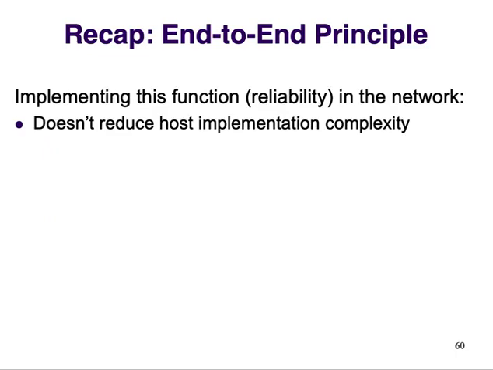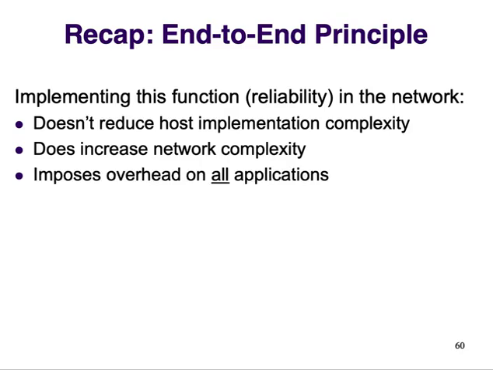And so just to recap the end-to-end principle, what it tells us is that implementing a particular functionality in the network, in the context we've been talking about, reliability, doesn't reduce end-host complexity. You still have to implement reliability at the end host. You have to do that end-to-end check for correctness reasons. It does increase network complexity because you are putting an additional mechanism in the network, and whatever extra machinery you put in to make that link more reliable, that overhead is shared by all applications.